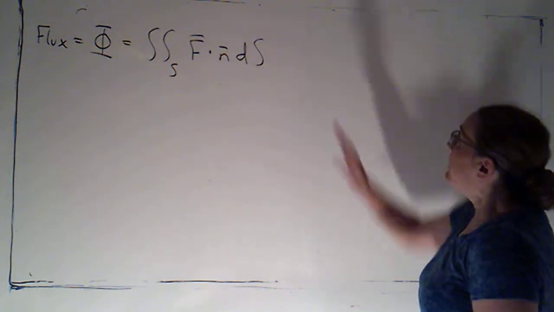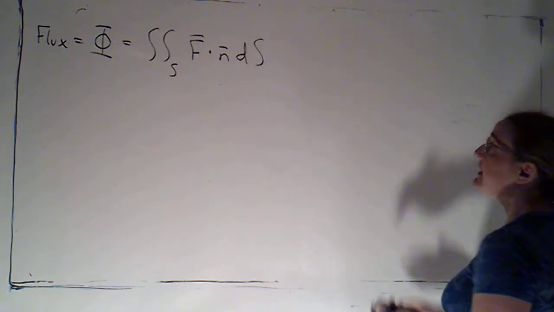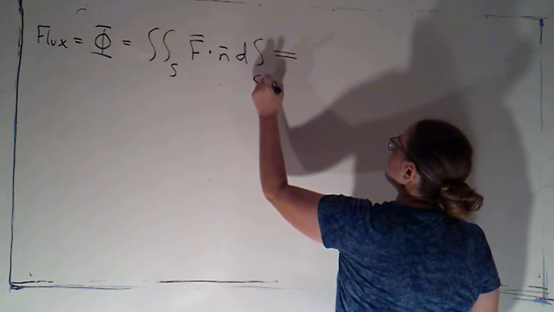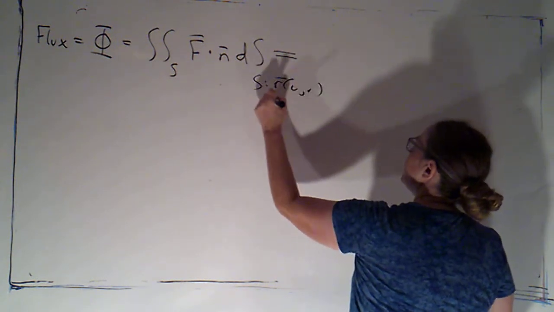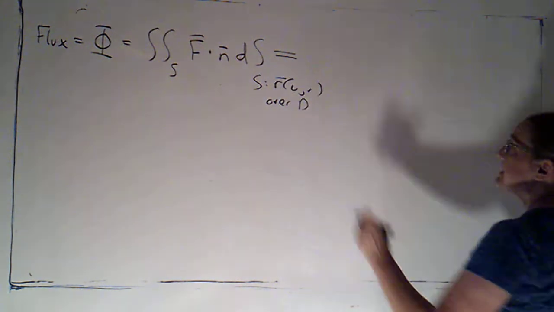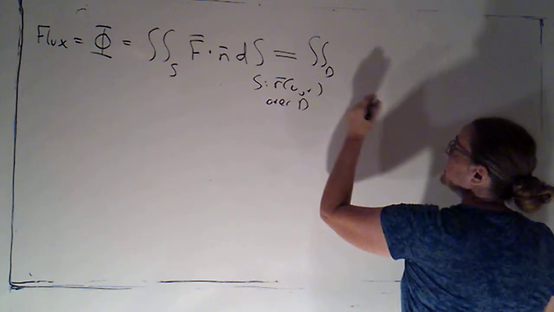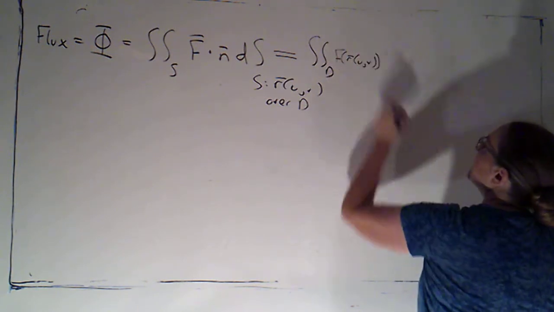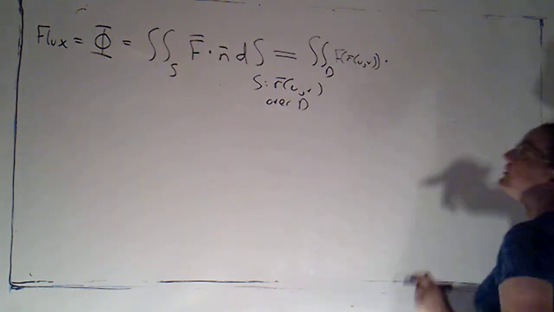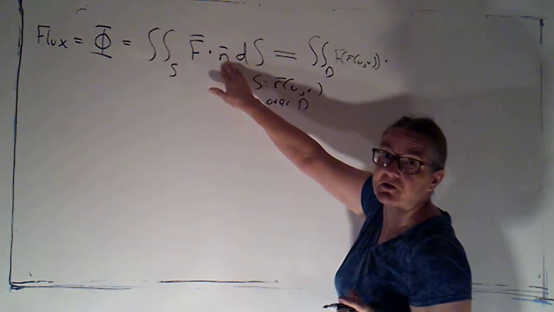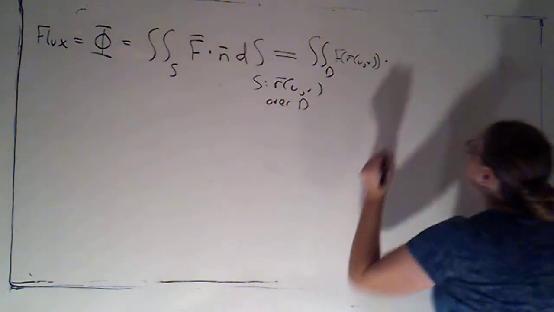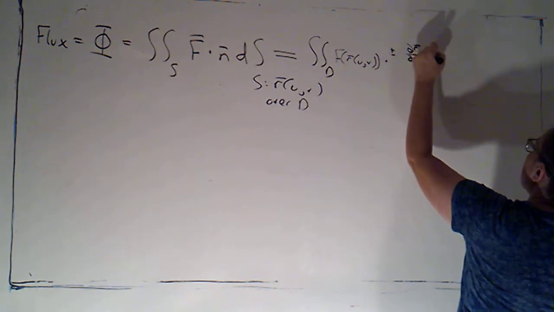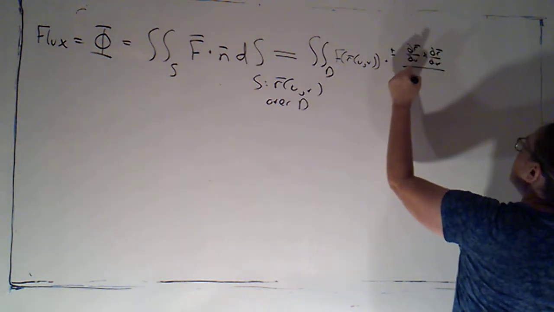Now, of course, the way I would evaluate this is by parameterizing things. So, if S is parameterized as R of u, v over D, this just becomes the double integral over D of F of R of u, v dotted with, now the principal unit normal vector, if I've parameterized things, is simply going to be plus or minus del R del u crossed with del R del v normalized.